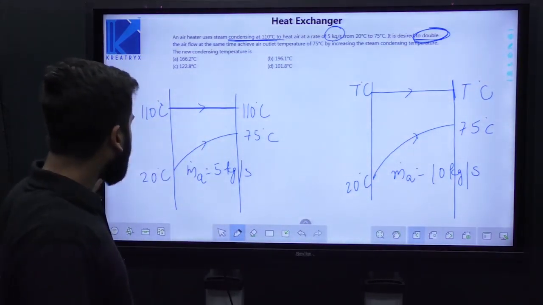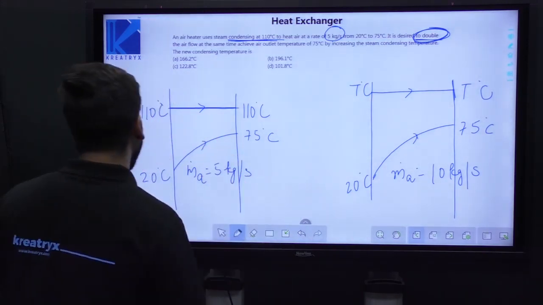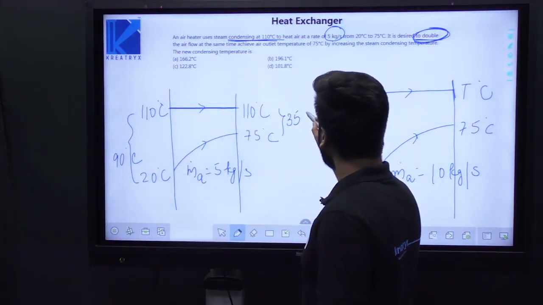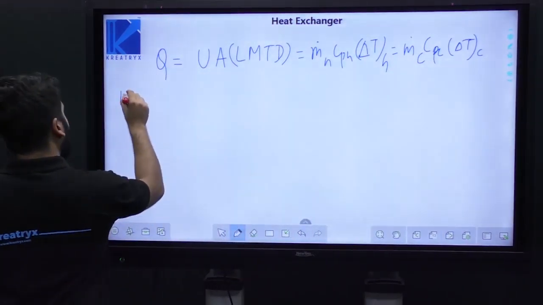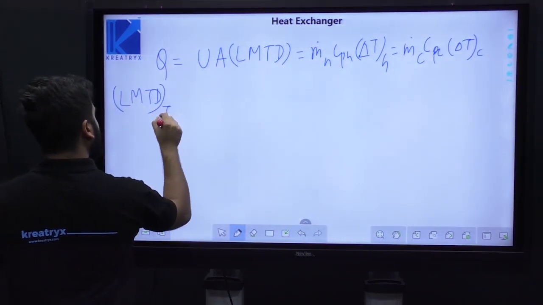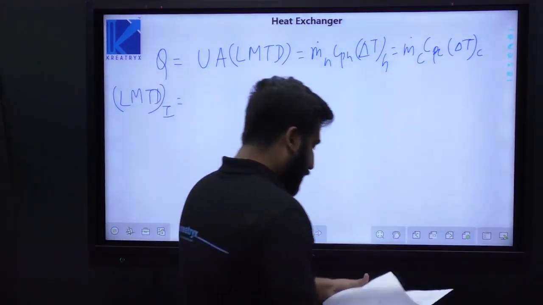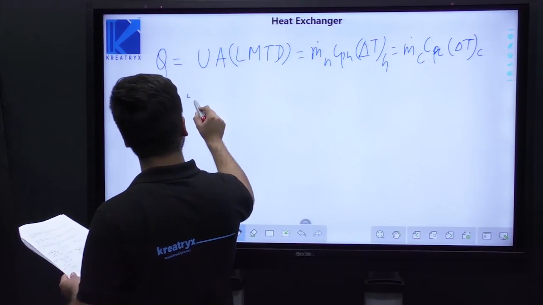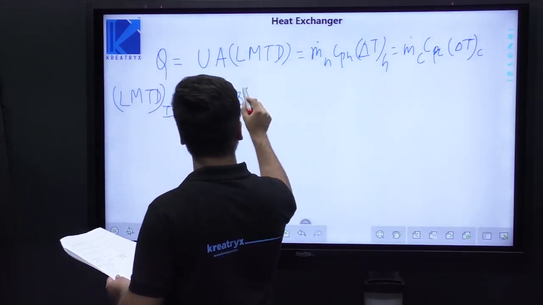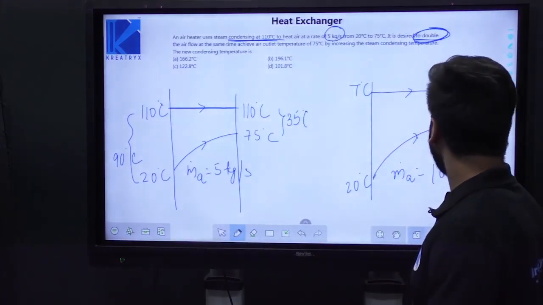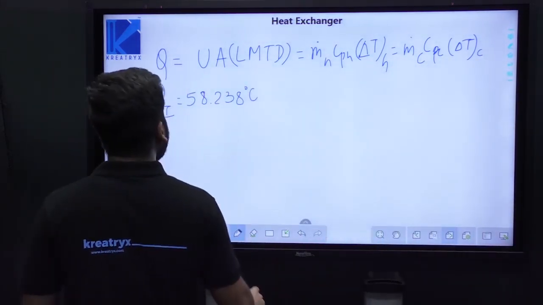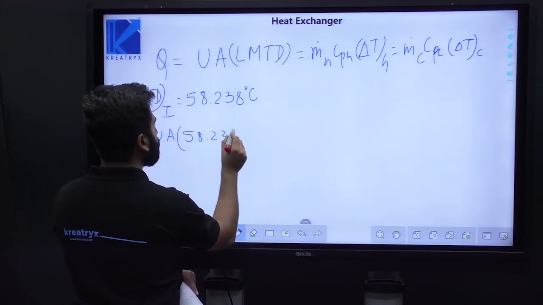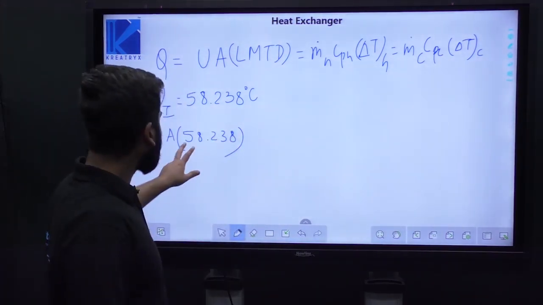So for the first case, can I find out the LMTD? Yes, I can find out the LMTD because all four temperatures are known to me. This is delta T1, which is 90 degrees Celsius, and this is delta T2, which is 35 degrees Celsius. So LMTD in the first case will be equal to 58.238 degrees Celsius. So can I say that Q is equal to UA times 58.238? Yes.